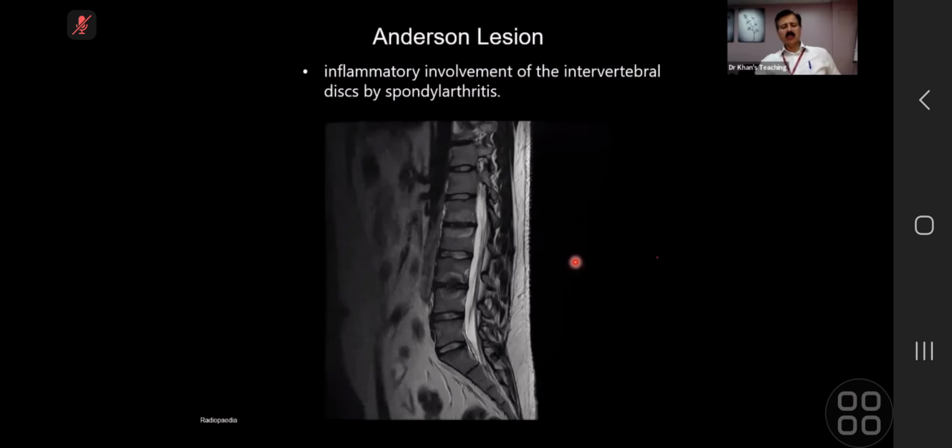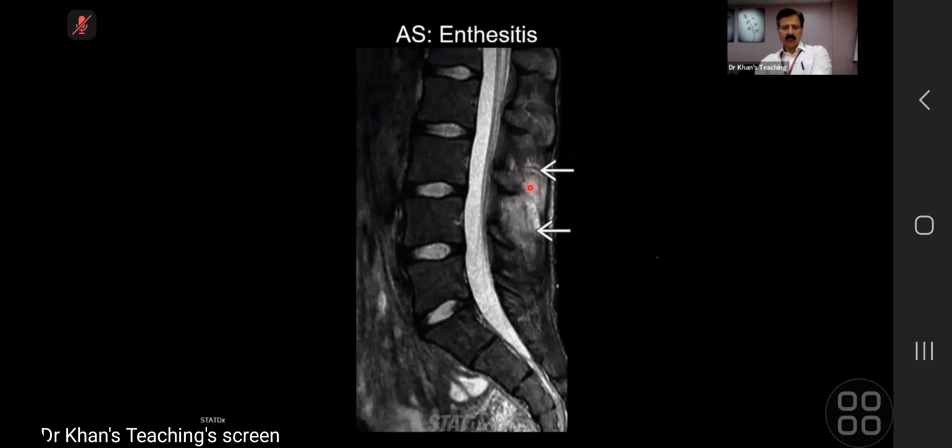And just to complete, there is a lesion we call the Andersson lesion, which is similar to the Romanus lesion, but it involves the intervertebral disc. So the inflammation is at the end plate, and this lesion is known as Andersson's lesion. Same concept. And another example of posterior element high signal.